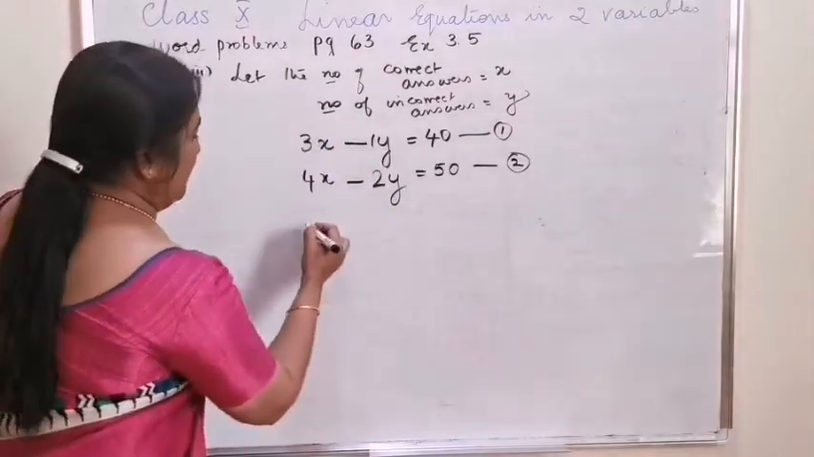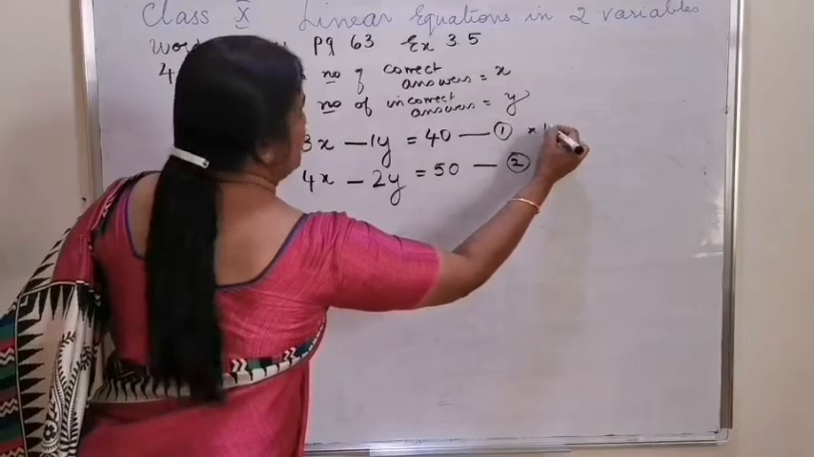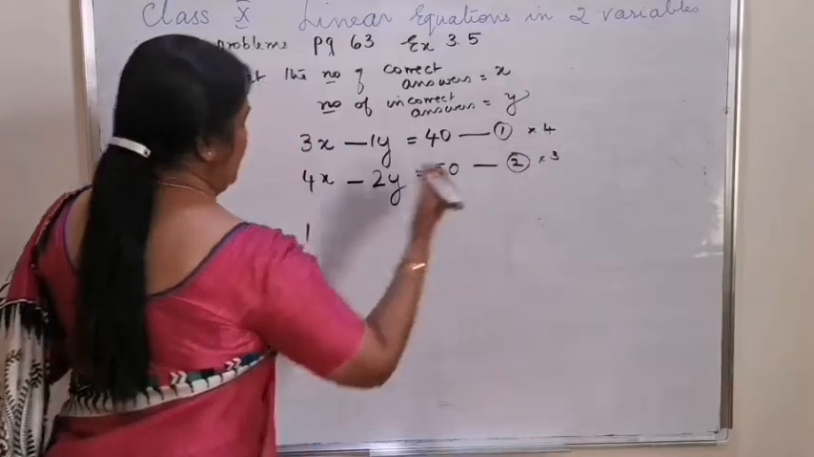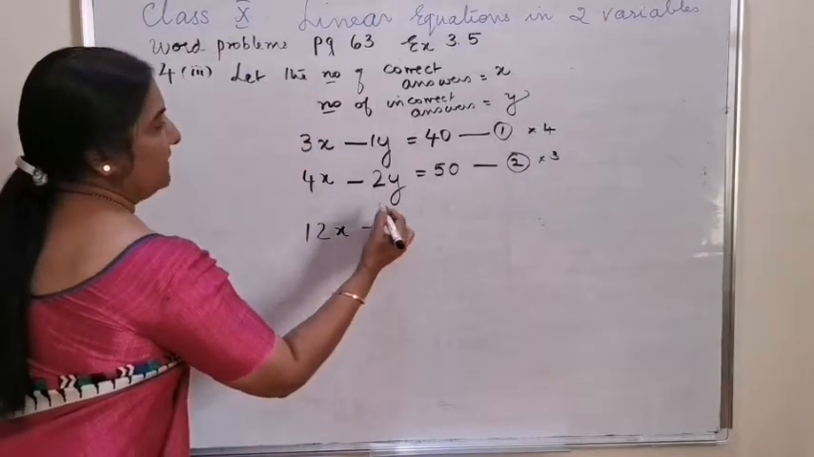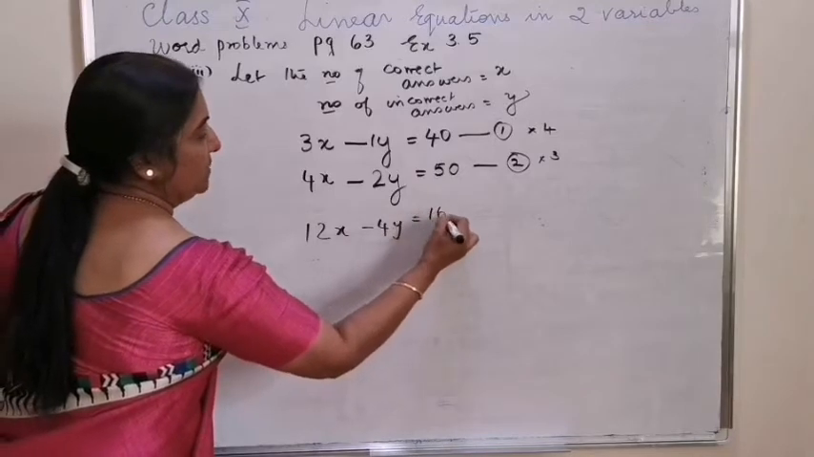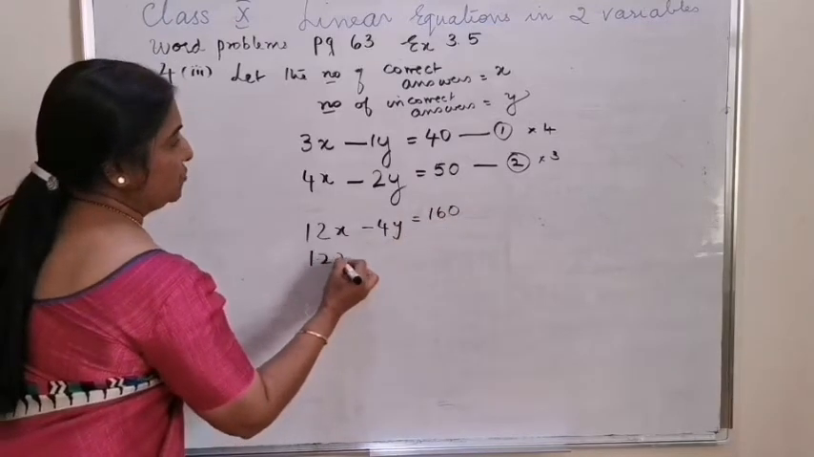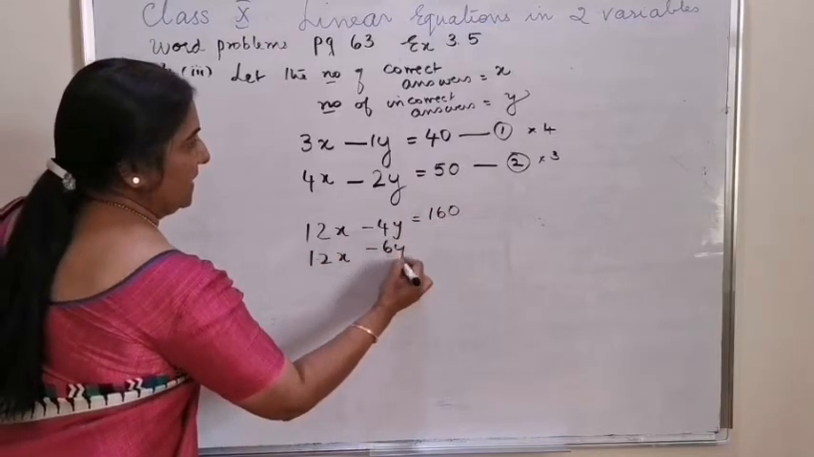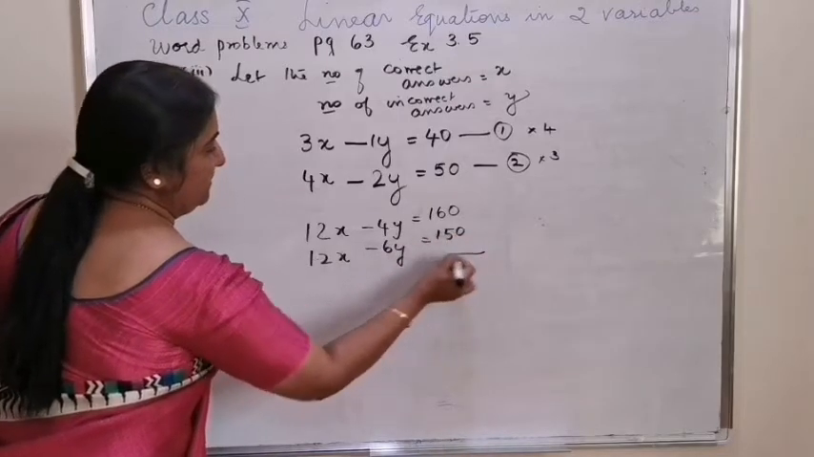So now forming the equation, multiply. LCM is 12, 4 and 3. 12x minus 4y is equal to 160. 12x minus 6y is equal to 150.